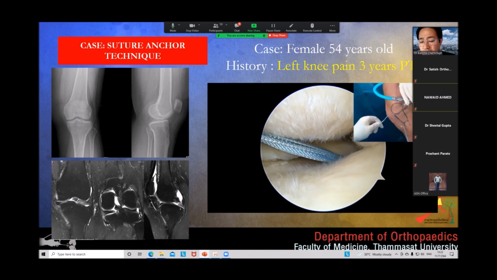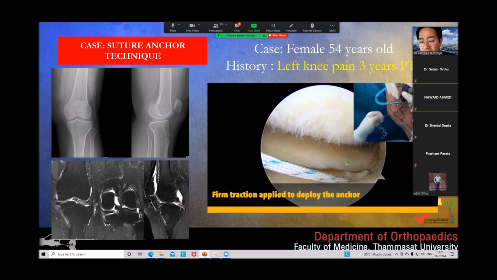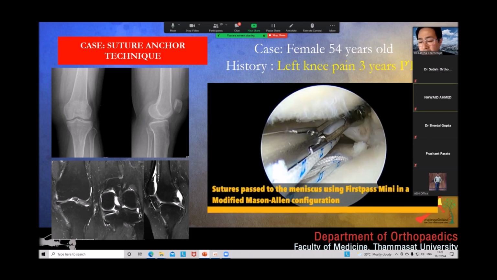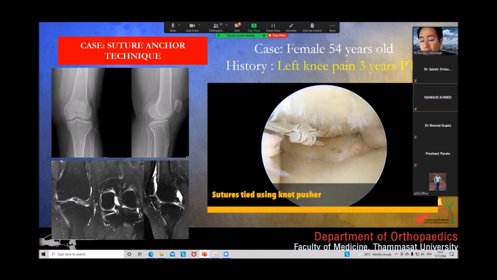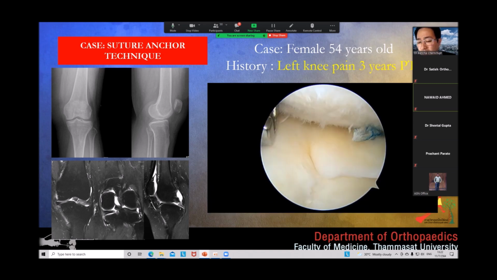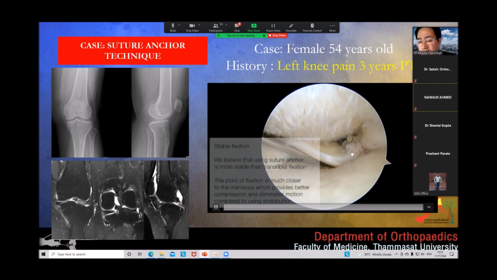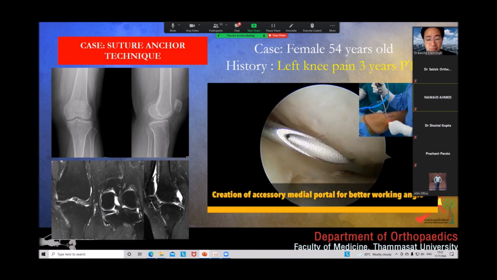Then you can drag the anchor into the joint. I use a mid-medial portal. When you drag the anchor in and then pull it out, it's like a ball underneath the subchondral bone. Your fixation point is very close to the tear site. So I found better results after using this technique. You have less bungee effect.